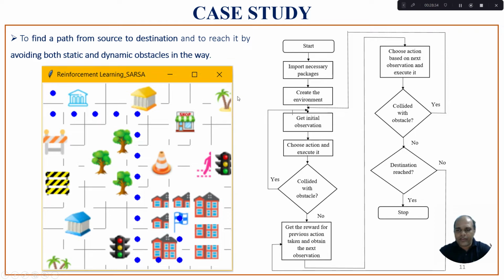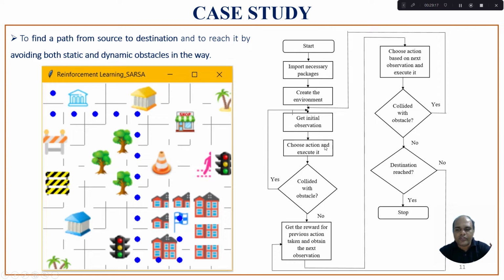So what are the steps involved here? First we import all the necessary packages, create an environment, and get the initial observation. Getting the initial observation means, currently where is the robot? In what position? What is the state of the robot? Then from that you choose an action. We might have different actions. For example, a robot at this position can go down or go towards the right. Whereas if the robot is in some other position, it can go up, down, left or right. So it has to pick the appropriate action.